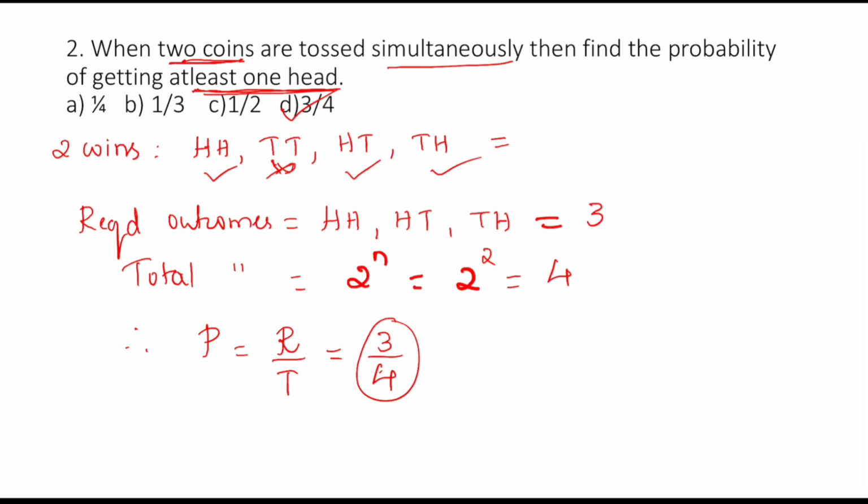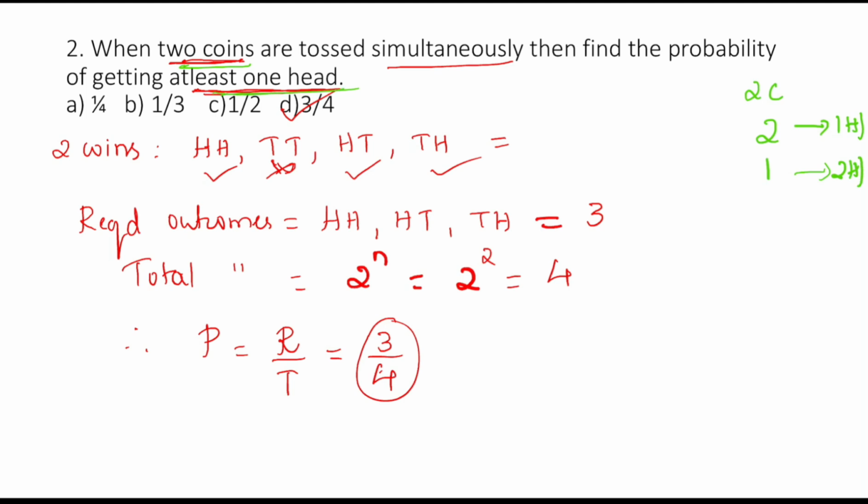See here, when 2 coins are tossed simultaneously, find the probability of getting at least 1 head, they are saying. Okay, 2 coins and 1 head. So when 2 coins are there, what is the outcome? We know it is 2 and 1, isn't it? The first column is for 1 head 1 tail, and the second is for 2 heads. So they are saying at least 1 head.